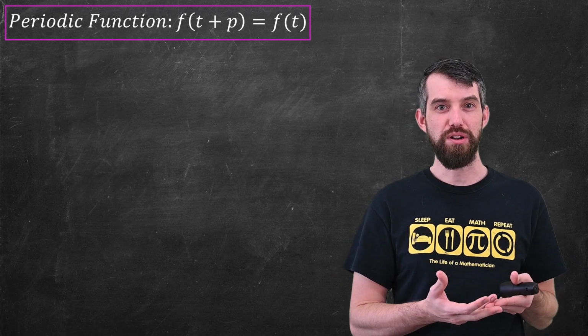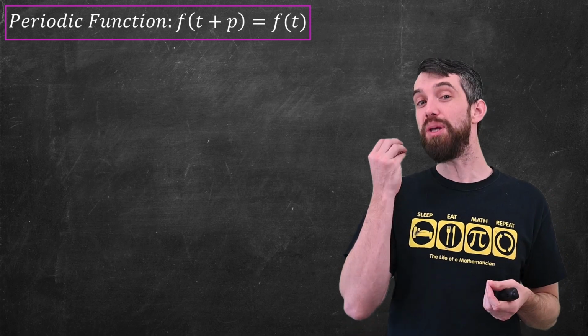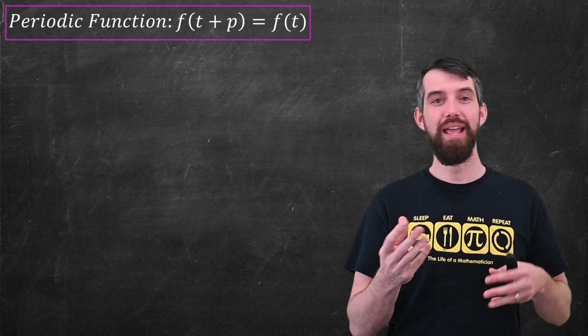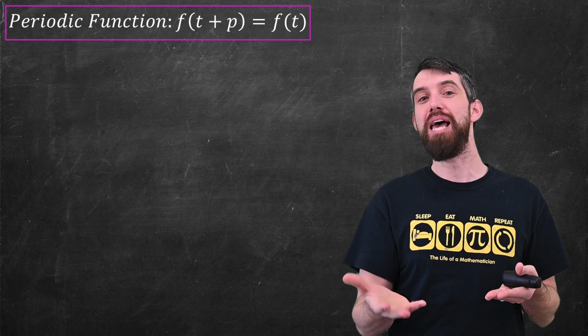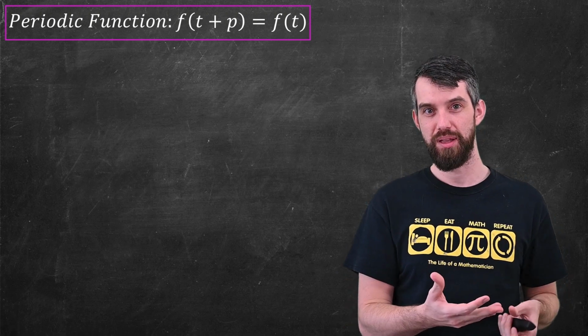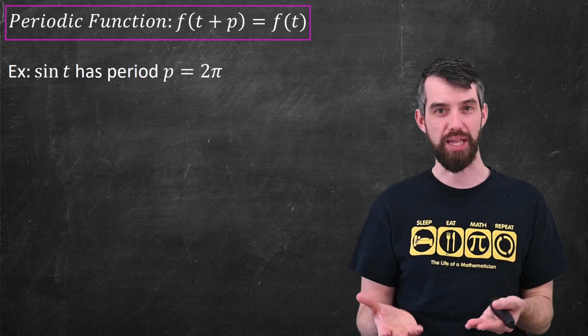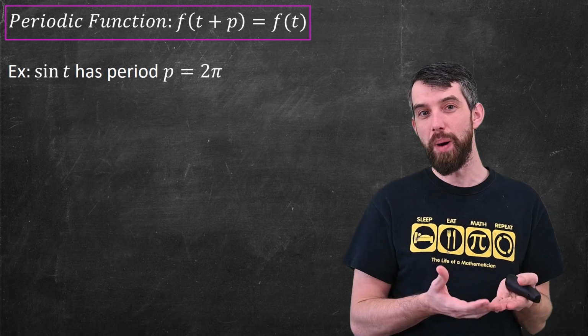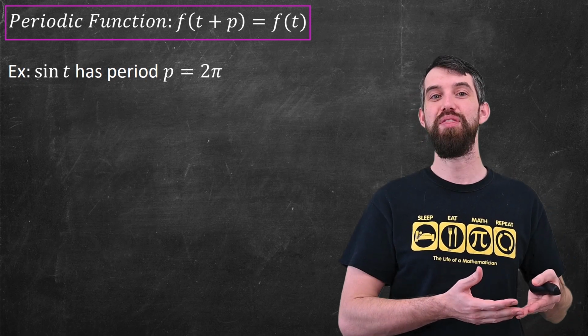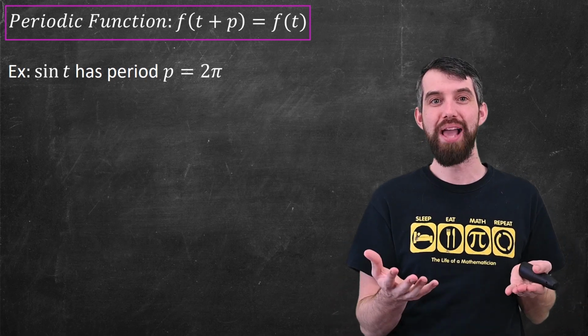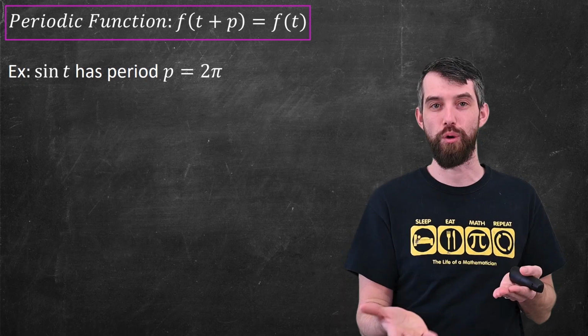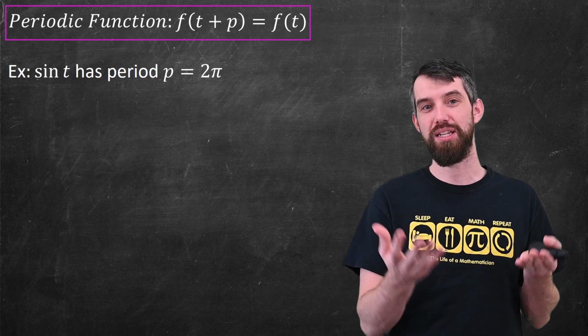A periodic function is one where you have some period p, and then f of t plus that period is just the same thing as f of t. You've seen examples of this before, for example, sine. This is a function that has period 2 pi. And what it means is that this graph of sine from 0 to 2 pi is exactly the same thing as from 2 pi to 4 pi, or 4 pi to 6 pi, and so forth.